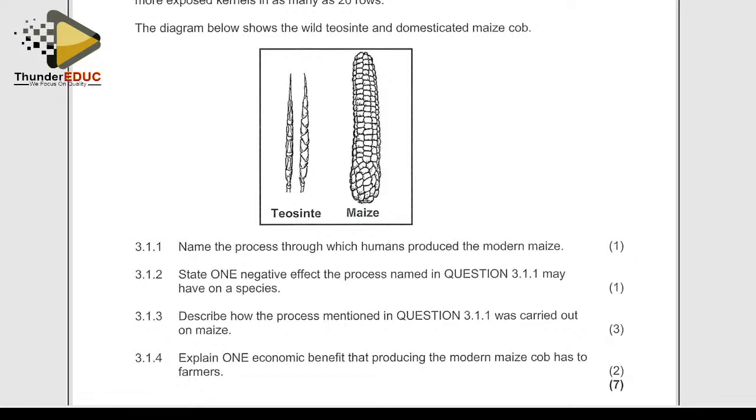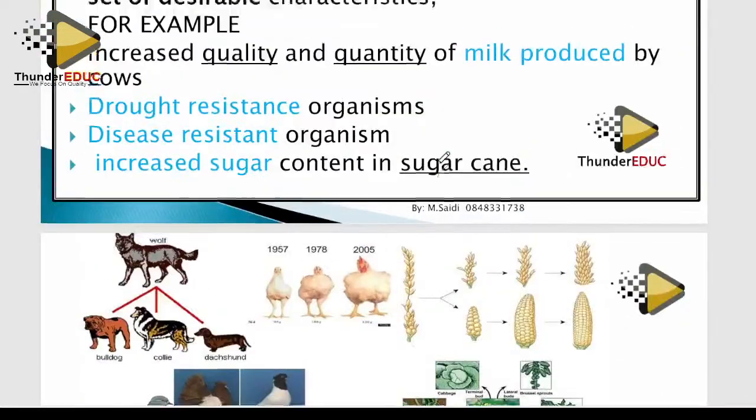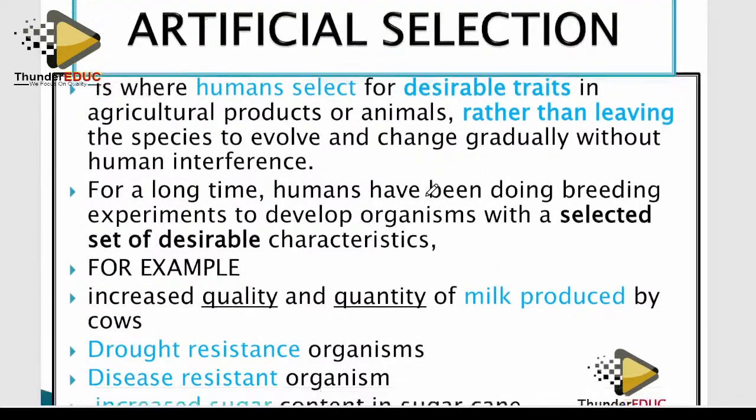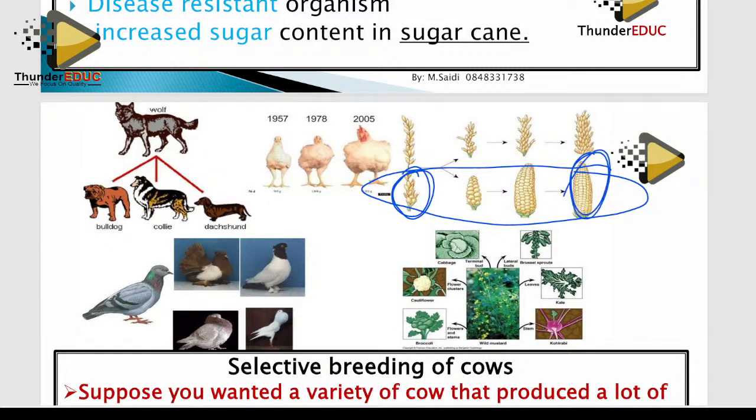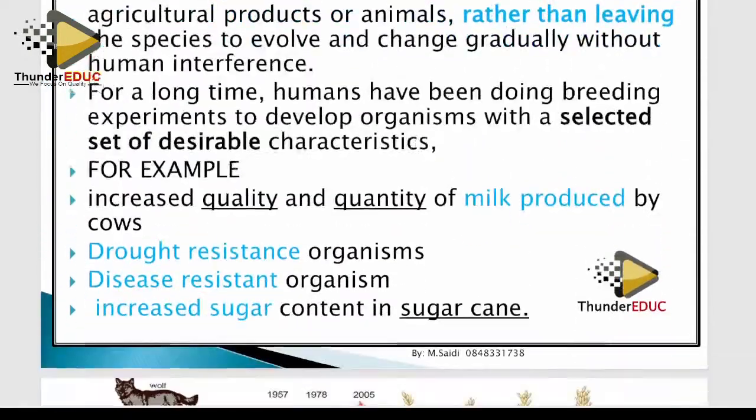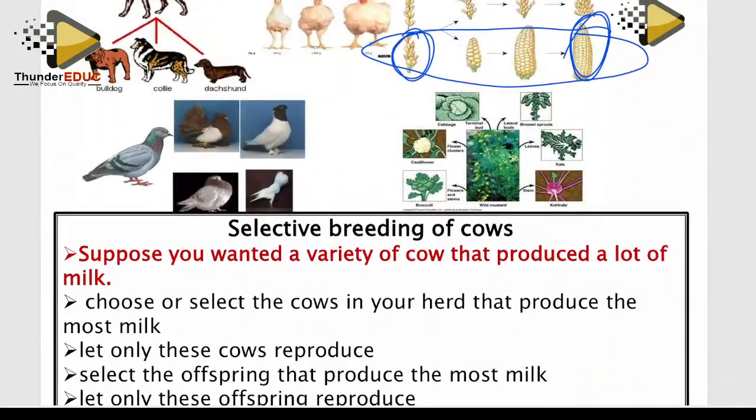The diagram below shows the wild one. Name the process through which humans produced this. How do you call this process? We call it artificial selection or selective breeding. This is the maize they're talking about. They brought this maize and they brought this maize. That's it. So it is artificial selection. Sometimes you call it selective breeding.